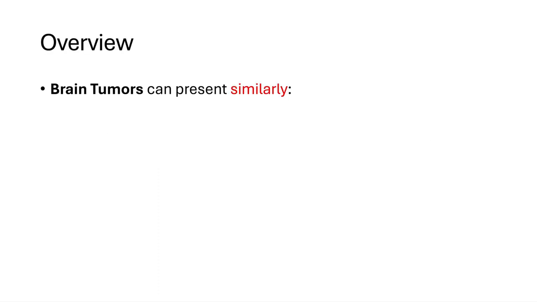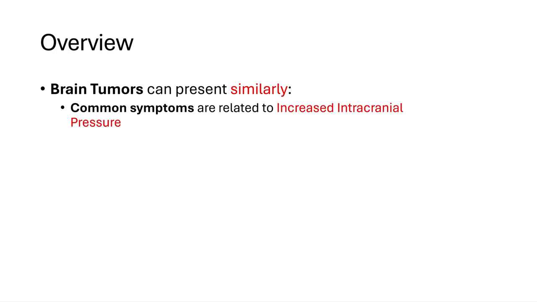Welcome. In this lecture, we'll be discussing adult brain tumors. Let's first discuss a brief overview of how brain tumors classically present. Common symptoms are related to increased intracranial pressure, or ICP.